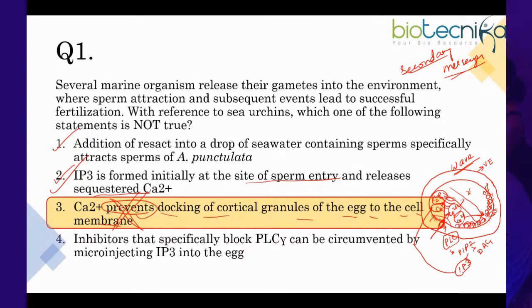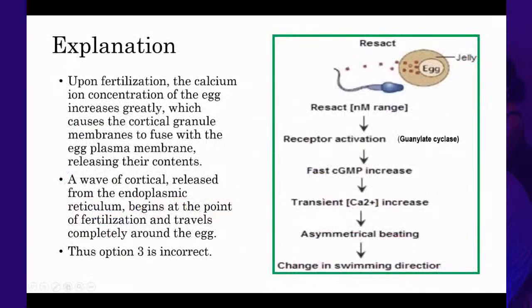Now, inhibitors that specifically block PLC gamma. Before this, let me just show you what was there. Yes, Sunshine and Surinder, your answer is absolutely right. So we'll look once again. This is what is resact. As I said, it is released from the egg. So the jelly layer is there from the egg. From there it is released, and the sperms will come and bind to the jelly layer. That is the outside coating.